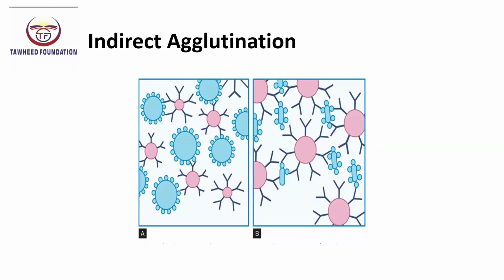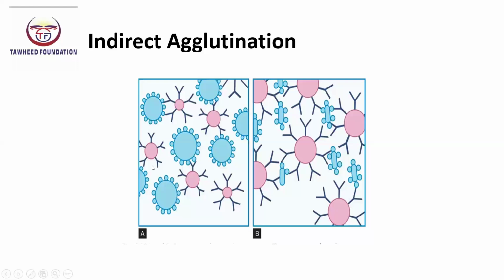So, the principle of indirect agglutination is that when antigen or antibody is coated onto a particle, it behaves like a large visible antigenic complex. If the corresponding antibody or antigen is present in the test sample, it binds to these coated particles and causes them to clump together, forming visible agglutination.